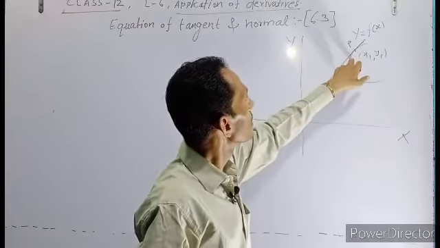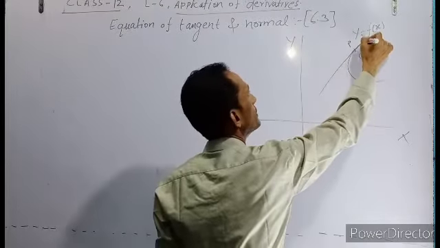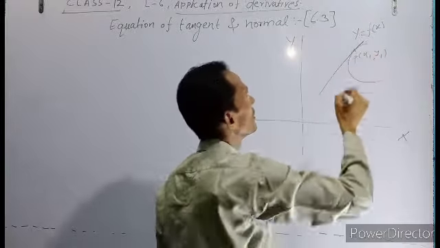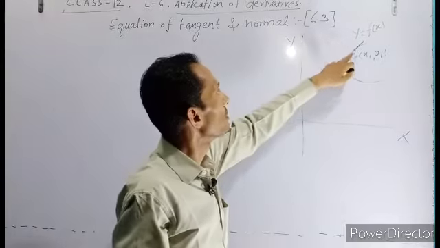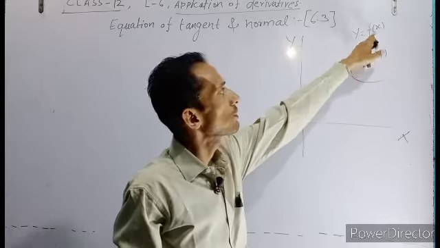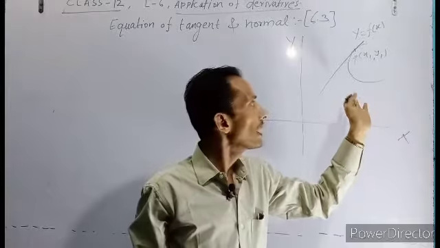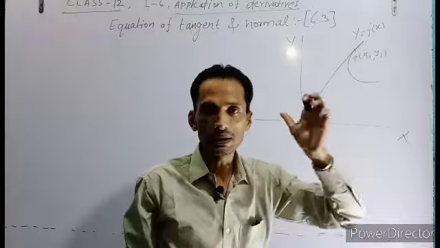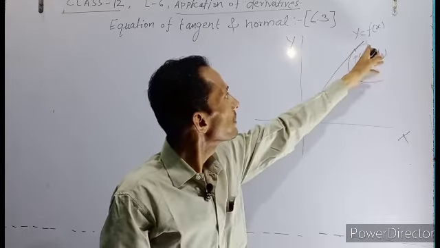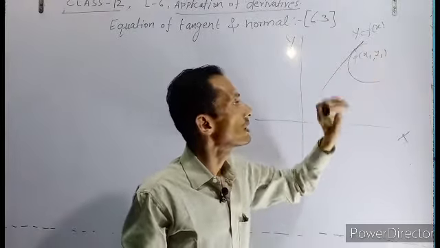At point P the line touches the curve y equal to f of x. This is the point of contact where we draw the tangent, and y equal to f of x is the equation of the curve. What is the tangent? A tangent is a line which touches the given curve at a given point. A straight line which is passing through and touching the curve at a given point is called the tangent.